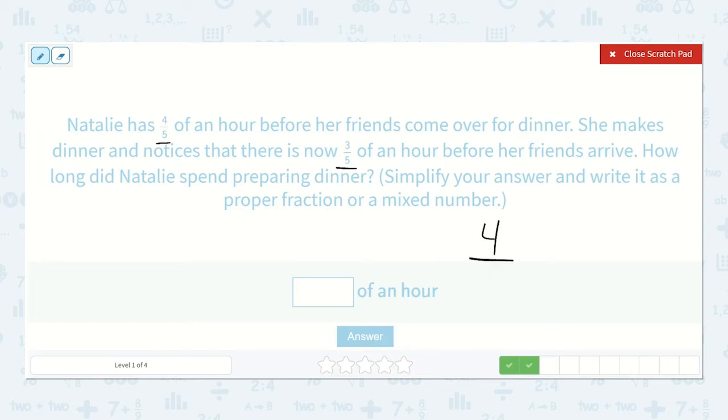So if at first she had 4/5 of an hour, and then when she looked, she only had 3/5 of an hour, we can subtract those 3/5 to find out how much time passed. 4 minus 3 is 1, and our fifth stays the same. So 1/5 of an hour.